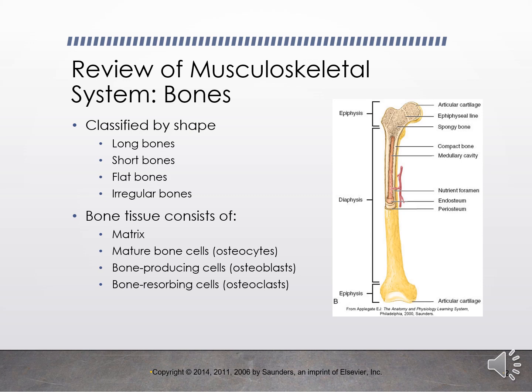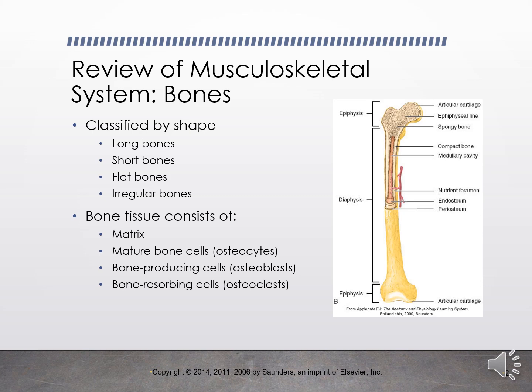We have short bones that are kind of square in shape and flat bones that are thin and can be curved. When I'm talking about flat, they're just thin, kind of like a flat structure. Like I said, they can be curved. And we have irregular bones that vary in shape. They have projections or points.